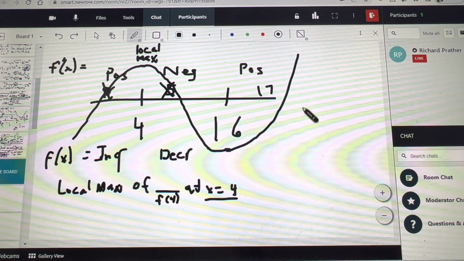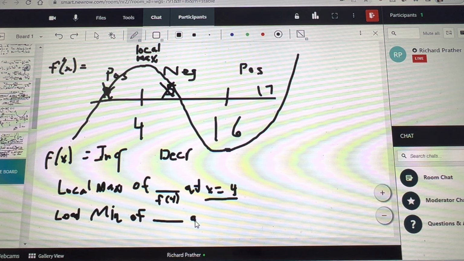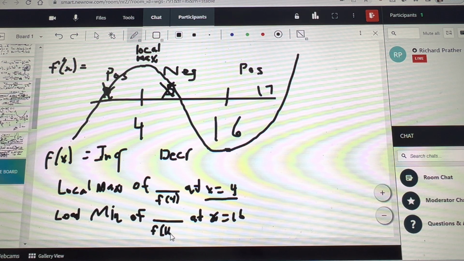So there is a local minimum of blank at x equals 16. And then f of 16 will give me the value at that spot. So this is called the first derivative test. To do the first derivative test, you have to get to a critical number, and you need to check one number less than that, one number bigger than that.